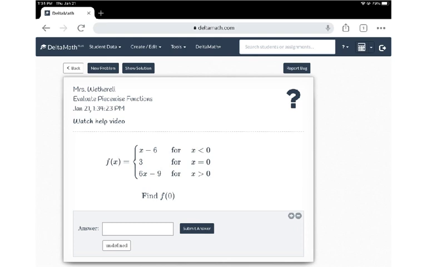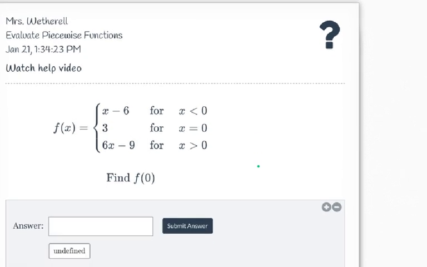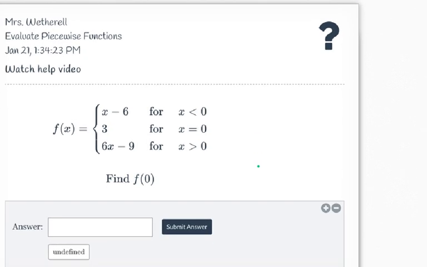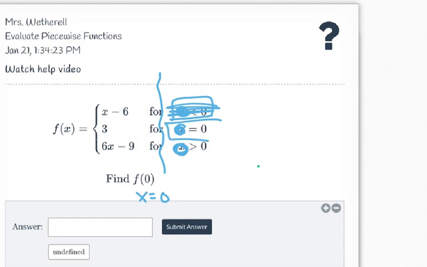Okay, next one. I've got f of 0. I'm finding out what the value is when x equals 0. So again, think about these like two columns. So this would be a 0, this would be a 0, this would be a 0. So is 0 less than 0 for my first condition? No, it's not. Is 0 equal to 0? Yes. So this is the condition I would write. So when 0 is equal to 0, I type in 3. So that one's done.